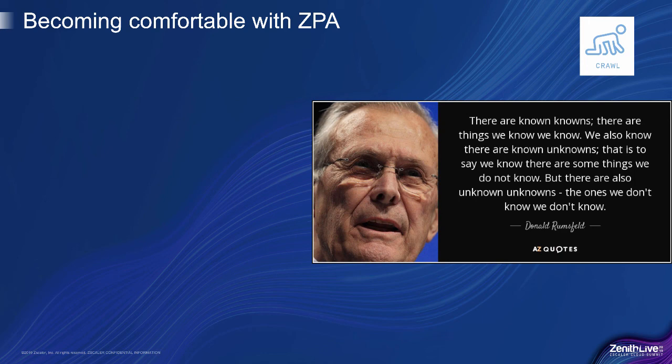There are known knowns, there are things we know. There are also known unknowns. That is to say, there are things we do not know. And then there are the unknown unknowns, the things that we don't know, and we don't know. And it's very difficult. And I think that's the challenge with network access and network applications. There are so many applications on my network, I just don't know what they are.